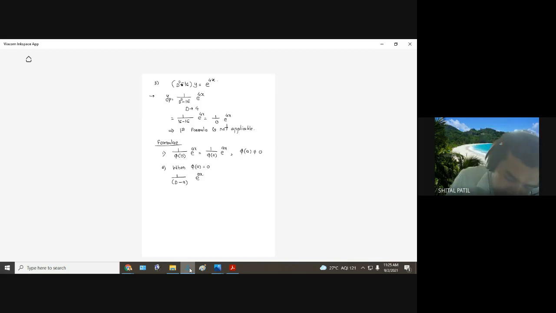Right now? So (d minus a) raised to, say, (d minus a) is repeated r times. So the formula is x raised to r divided by r factorial, e raised to x. Or we can generalize the formula in this way also: 1 upon phi of d, e raised to x. Again, we have phi of a equal to 0 in this case also.